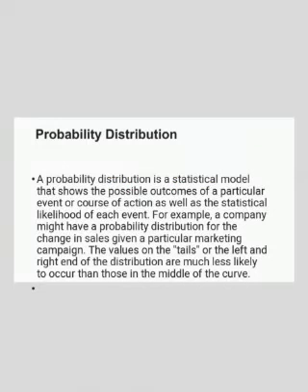The probability distribution. A probability distribution is a statistical model that shows the possible outcomes of a particular event or a course of action, as well as the statistical likelihood of each event. For example, a company might have a probability distribution for the change in sales given a particular marketing campaign. The values on the tails, or the left and right ends of the distribution, are much less likely to occur than those in the middle of the curve.